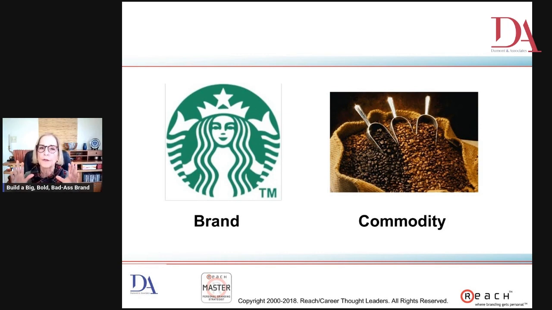They chose a green that is kind of tied in with the whole ecological move and environmental move. And the mermaid brings in some whimsy. I mean, it's a very strong and very powerful brand, and it brings about a lot of loyalty.